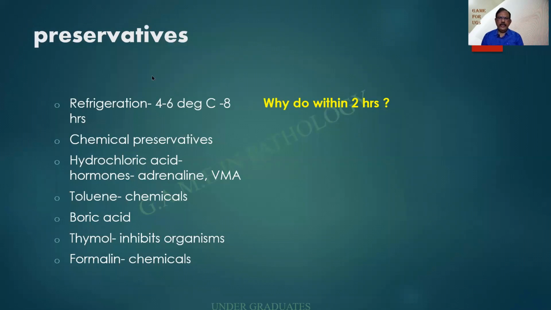The preservatives for urine. First and foremost is refrigeration. If the sample is going to be kept up to 8 hours. Beyond 8 hours, even refrigeration is not recommended. Normally, it is advisable to do the urine test within the first 1 hour. Refrigeration is at a temperature of 4 to 6 degrees.